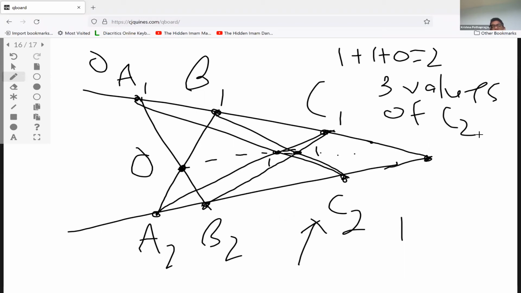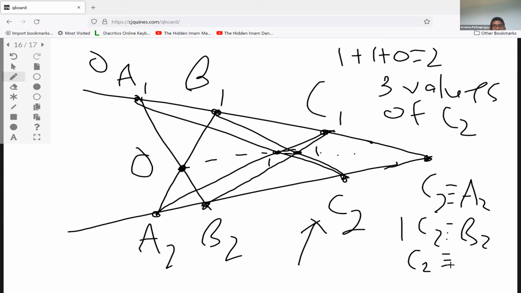And in this example, we can choose 3 values pretty easily. C2 equals A2, C2 equals B2, C2 equals this point here. I don't want to give it a name.